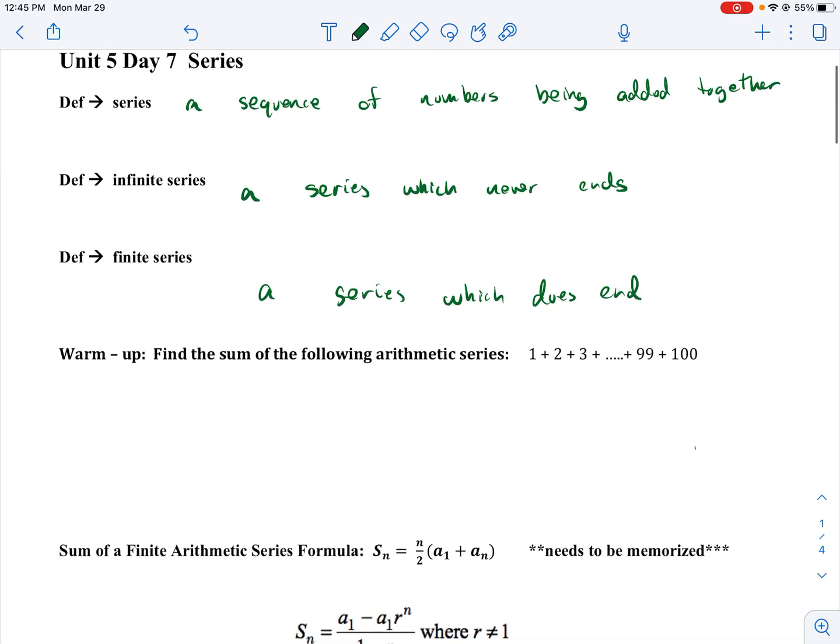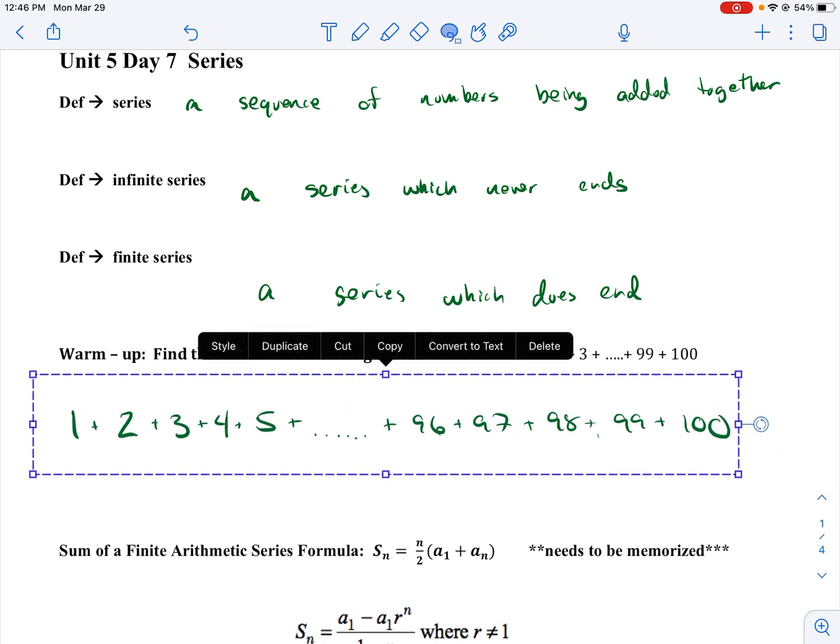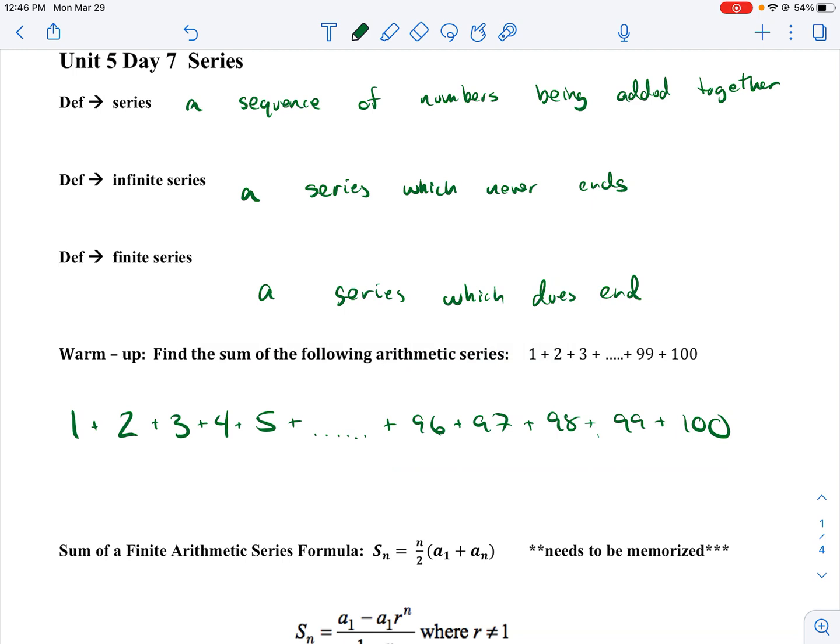So anyway, the first part is the warm-up, right? Find the sum of the following arithmetic sequence or series, okay? And so here's our sequence, right? This is an arithmetic sequence, but now we're taking these numbers and we're adding them together, right? So let me rewrite this out. 5, dot, dot, dot. Okay, so there is our arithmetic series, right? Because we're not just finding the terms, now we're adding them all up.